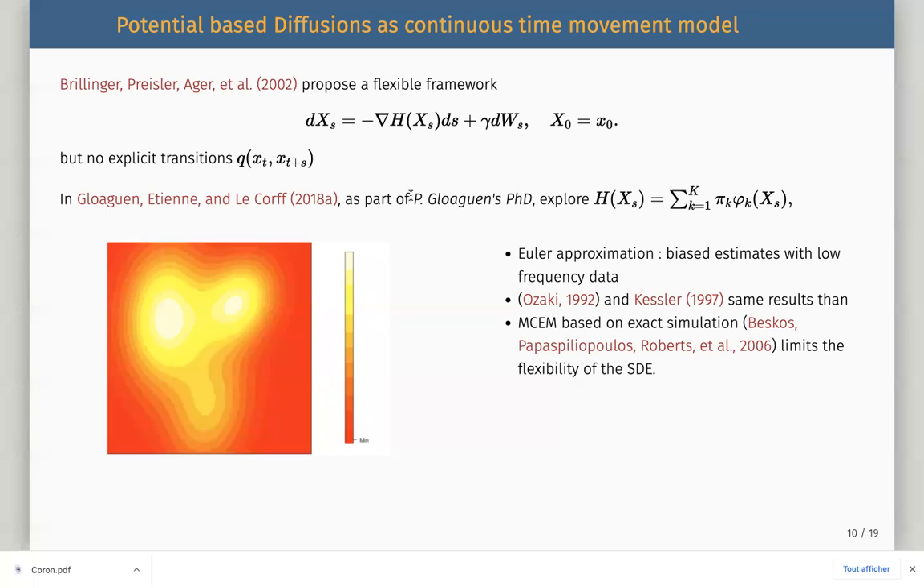And the truth is, like in many applications, the Euler approximation provides biased estimates of the true process. But the Ozaki and Kessler approaches, so the second order ones, give really good results, very similar to the MCEM approach, except that they are easier to compute, and even the code is easier to apply and to develop.